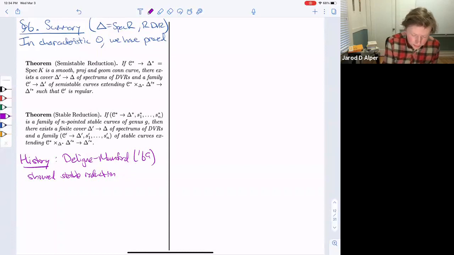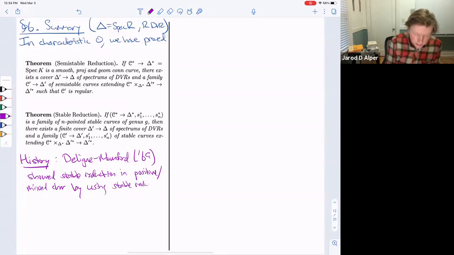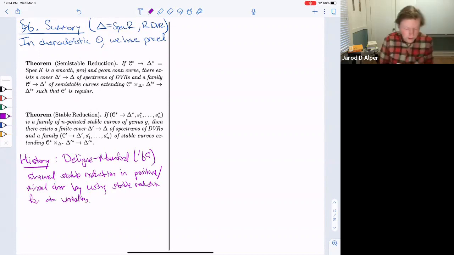In general, maybe I should highlight that our proof was characteristic zero, as opposed to positive or mixed characteristic. Theirs relied on stable reduction for abelian varieties. In other words, by associating to a curve its Jacobian, they showed that stable reduction for curves is the same as stable reduction for abelian varieties, and this was already known at that time.